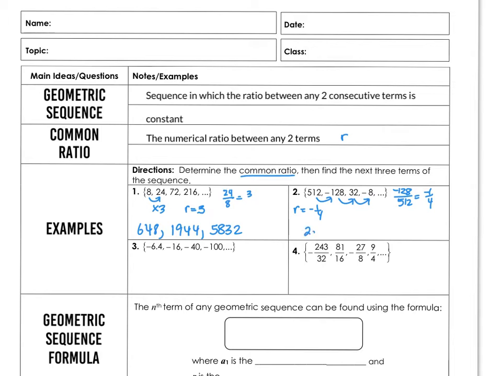This would be 2, negative 1/2, and then a positive 1/8. So anytime you have them as fractions, please leave them as fractions like that and don't put decimals, or at least don't put decimals you have to round off.